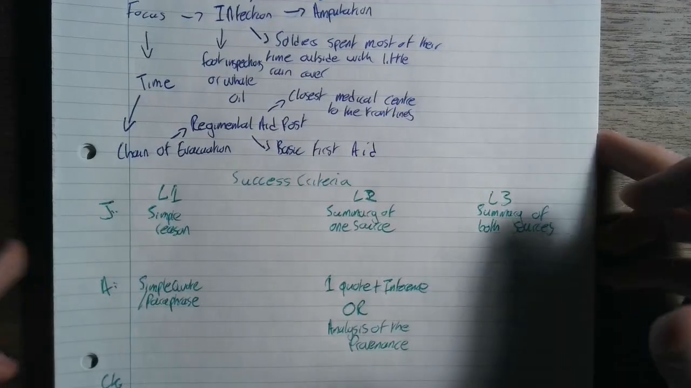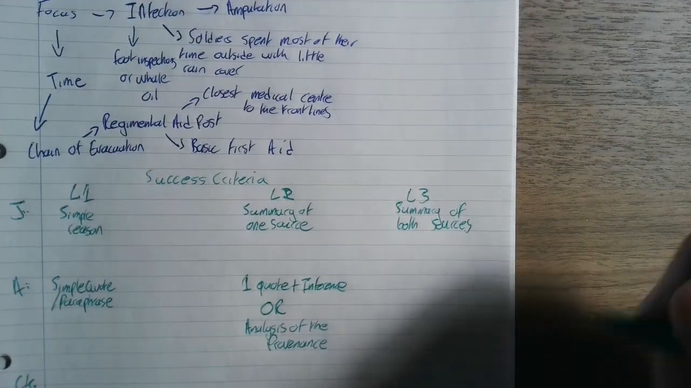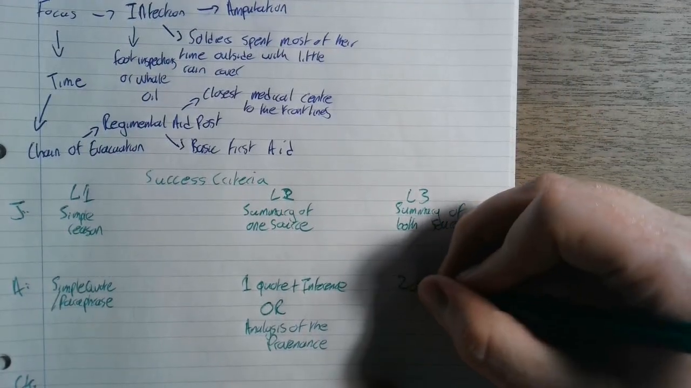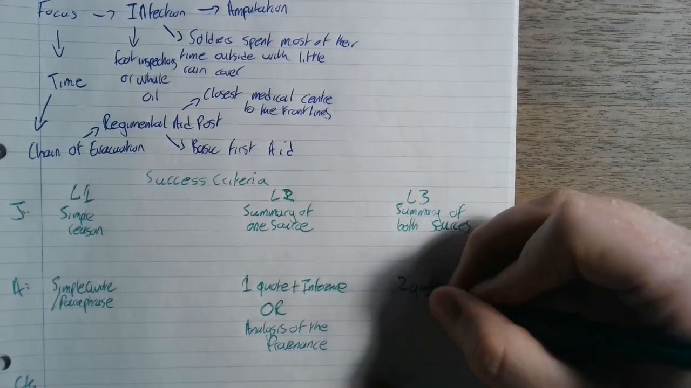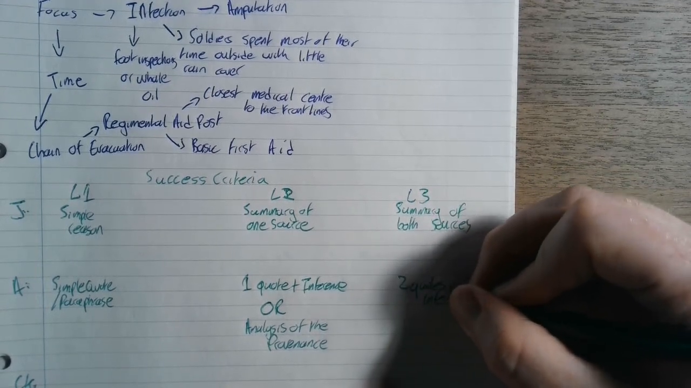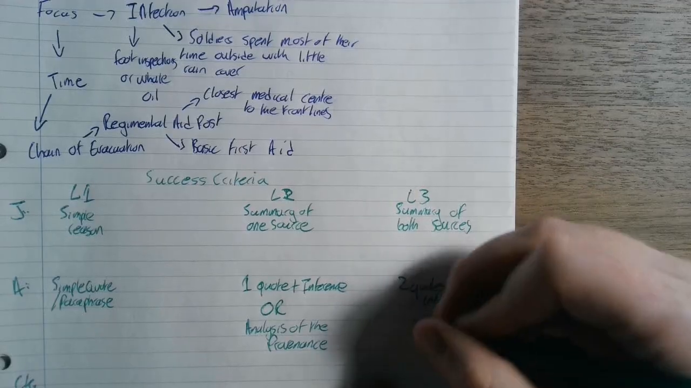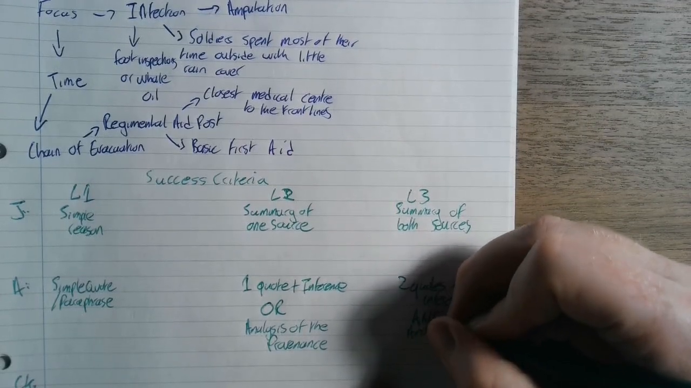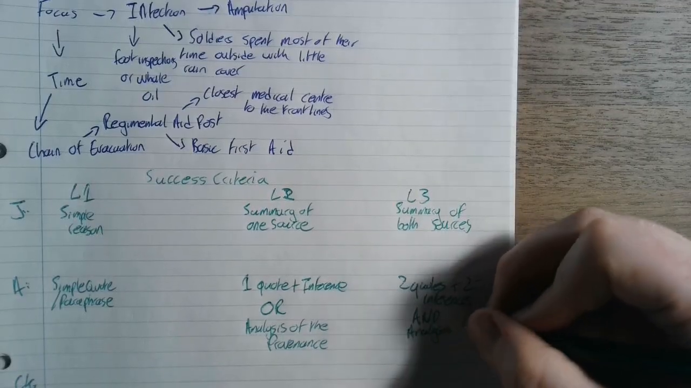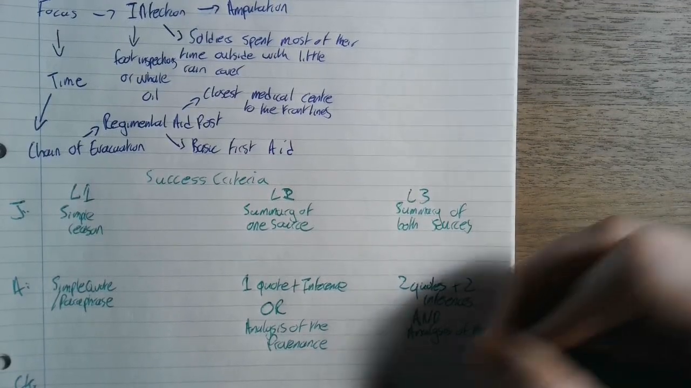And for level 3, it would be 2 quotes plus 2 inferences and analysis of the provenance.